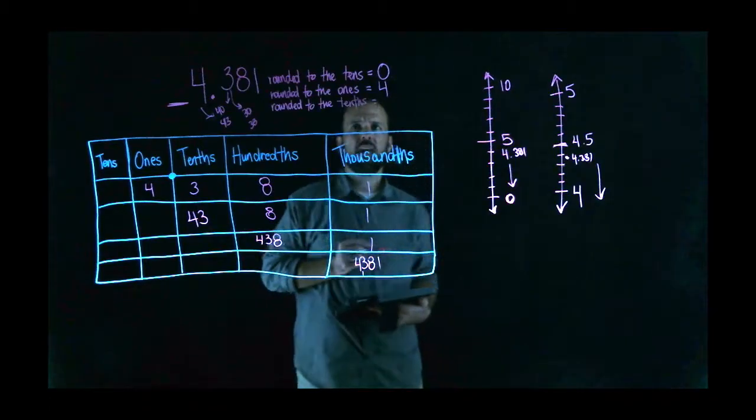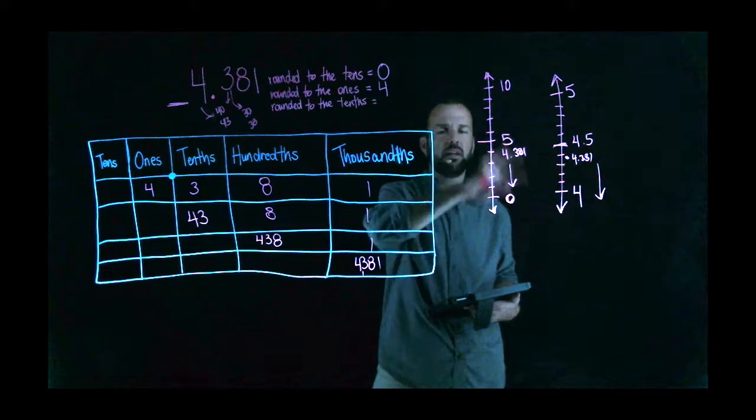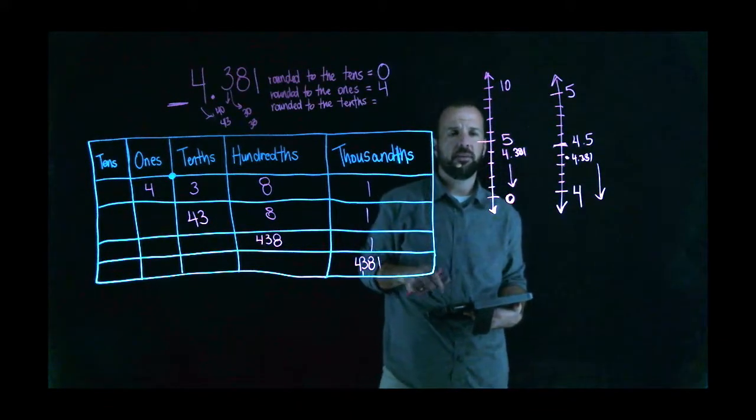What if we rounded to the tenths? We rounded to the tenths place, okay? Try this one out on your own. Draw your vertical number line. Let me know what you get, and then we'll come back and discuss it together.